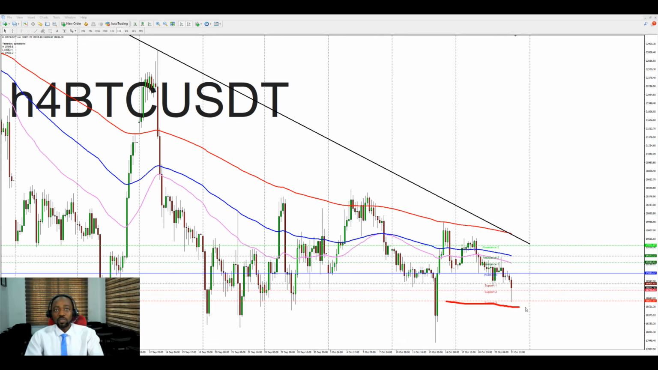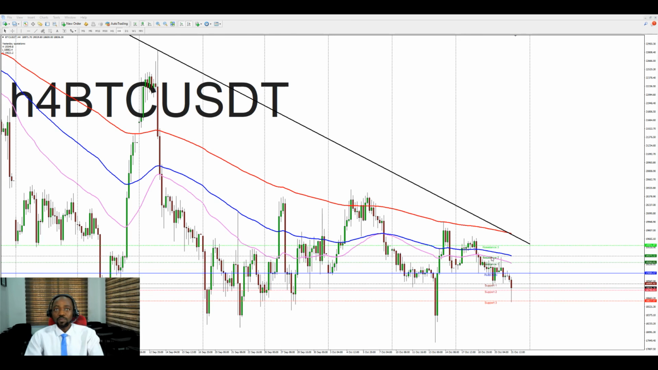So it failed to break this support at 18,610 level, and of course it tried to break the resistance. It went up, but it was pushed down. Of course, let me get the level here. So Bitcoin is at 19,555 level. So we're looking at it.